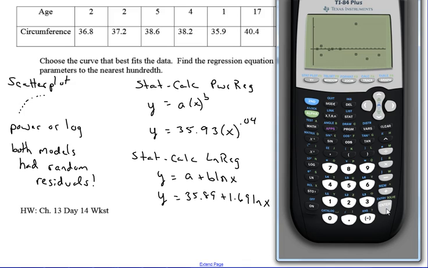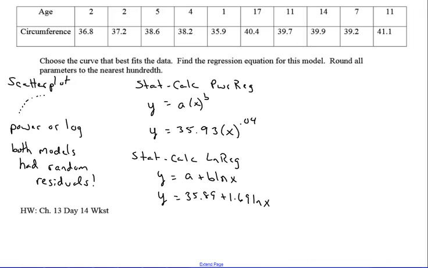So what I wrote down was we could look at a power or a log regression, but both models have random residuals. So that means that both models are going to be a good fit for this particular data. So I ran the power regression and I ran the log regression, and I got down my equations for both the power and the log, because again, both of those models had random residuals. Notice I showed my work for both types of regressions.